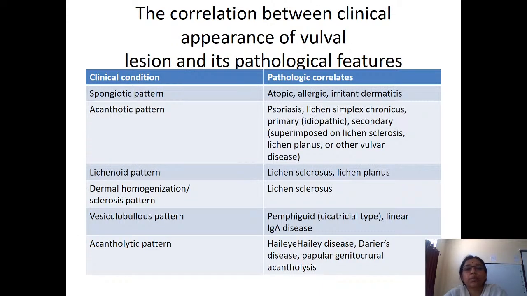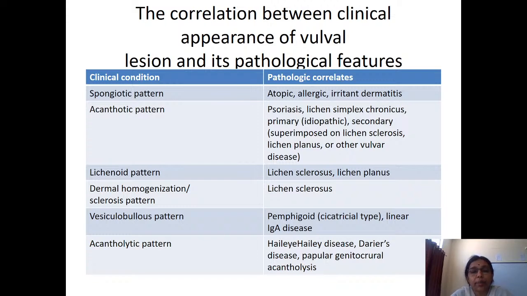And then the correlation between the clinical appearance of the vulval lesion and its pathologic features. So if you see the clinical condition, the patterns, and then the pathologic correlates. So if it is a spongiotic pattern, we need to think of either an atopic or allergic or an irritant dermatitis. If it is showing an acanthotic pattern, we need to think of either psoriasis or lichen simplex, and then even lichen sclerosis. So it is usually the acanthotic pattern.